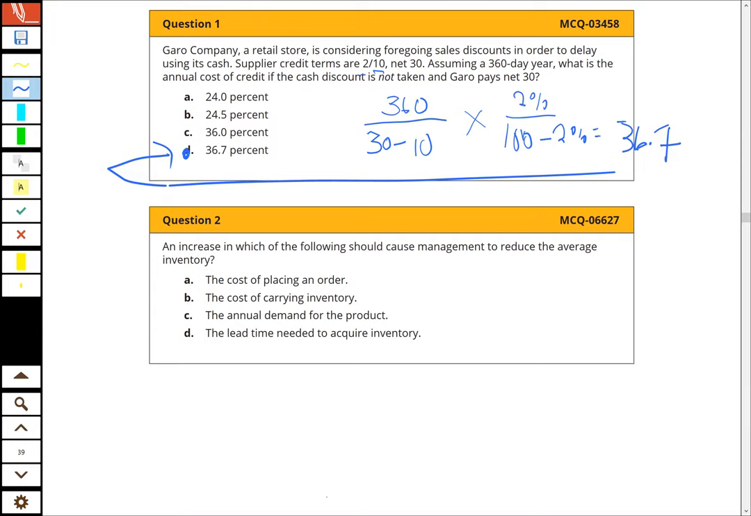Let's take a look at number 2. Sometimes it's the case, right? It's the same number, but for example, that 360 days of the year, but the other numbers you gotta change accordingly. Okay, good. Let's go ahead and take a look at the next question.